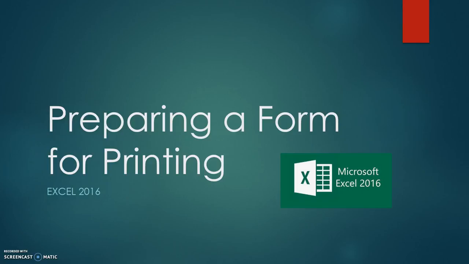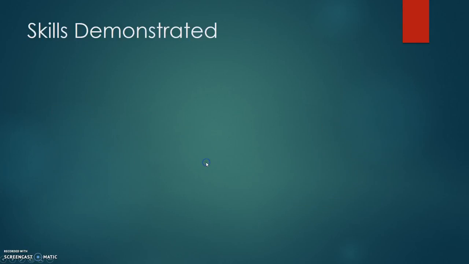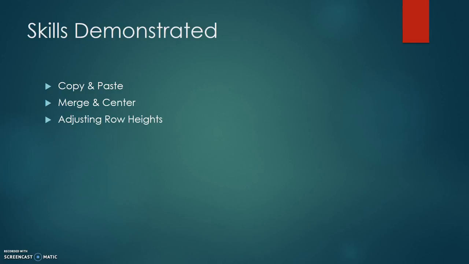The example I've been provided here is from a friend who works at a tax preparing office, and it looks like it's just simply a form. So let's go ahead and have a go here. Now the skills we're going to demonstrate and discuss today include copy and paste, a very simple basic function, merge and center, which will show you how to merge a title across a span of rows, and adjusting row heights. We're going to do that manually.